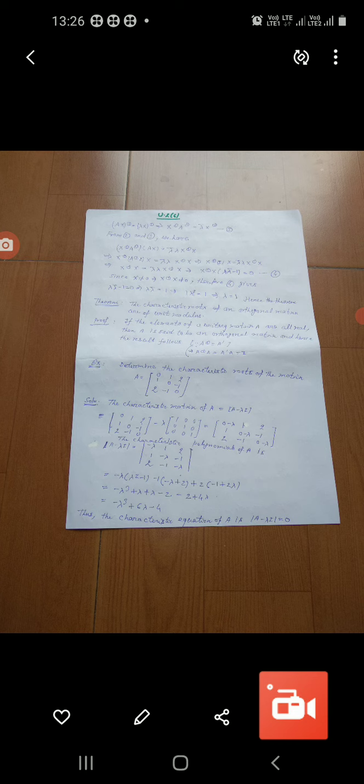In the previous theorem we proved this for a unitary matrix. Now we will prove it for an orthogonal matrix. This proof is also very simple. If the elements of a unitary matrix A are all real, then A is said to be an orthogonal matrix. Means a unitary matrix with real elements will be an orthogonal matrix, and hence the result follows.